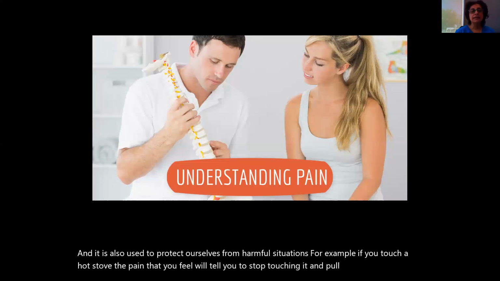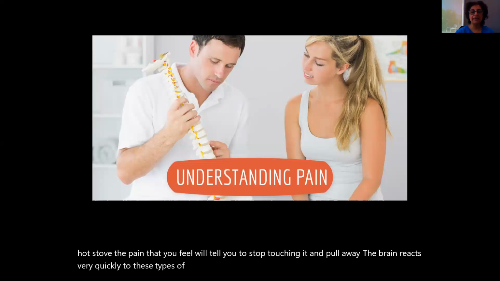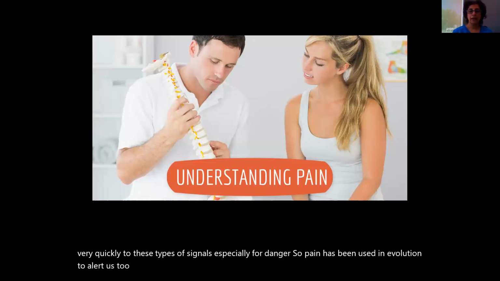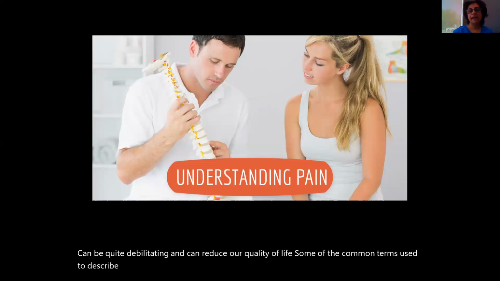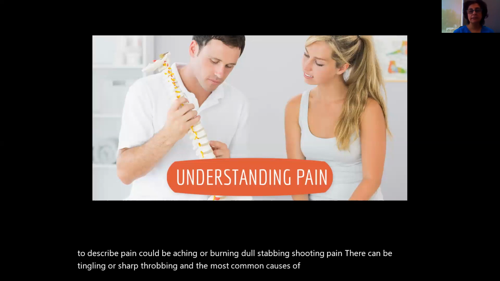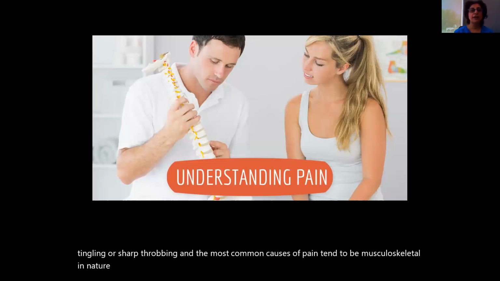The brain reacts very quickly to these types of signals, especially for danger. So pain has been used in evolution to alert us to dangerous stimuli that we need to stay away from. Chronic pain can be quite debilitating and can reduce our quality of life. Some of the common terms used to describe pain could be aching or burning, dull, stabbing, shooting pain. There can be tingling or sharp throbbing. And the most common causes of pain tend to be musculoskeletal in nature: muscle pain, tension, stress, overuse, minor injuries, things like that.